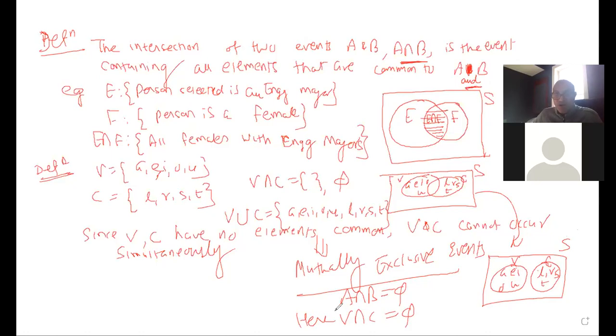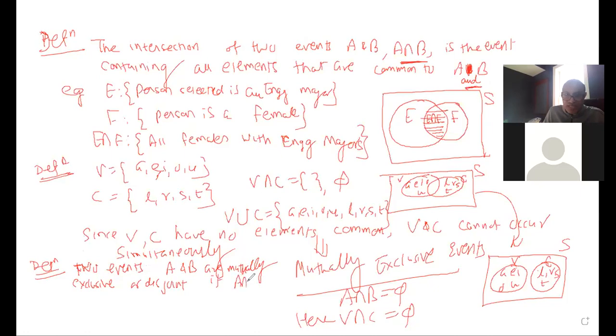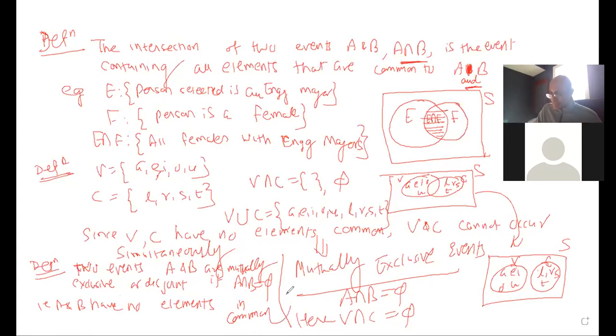The definition in the book is given in this form. Two events A and B are mutually exclusive, or disjoint, if A intersection B is equal to the empty set. That is, A and B have no elements in common. Right, guys? Let me save this slide, and then we can go for the next one.